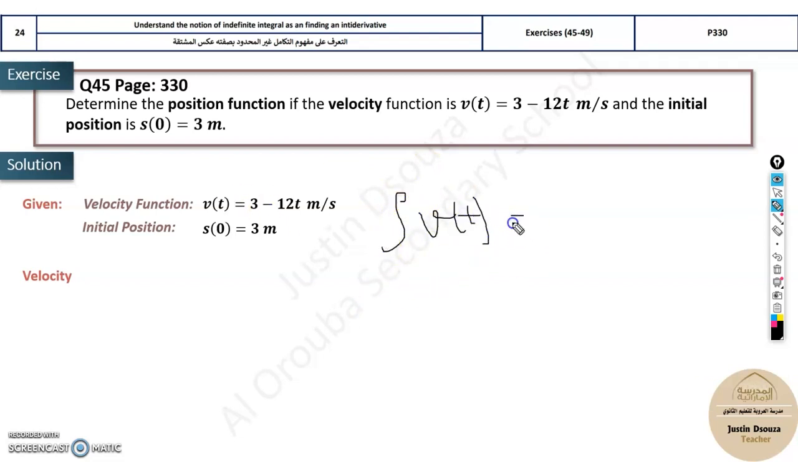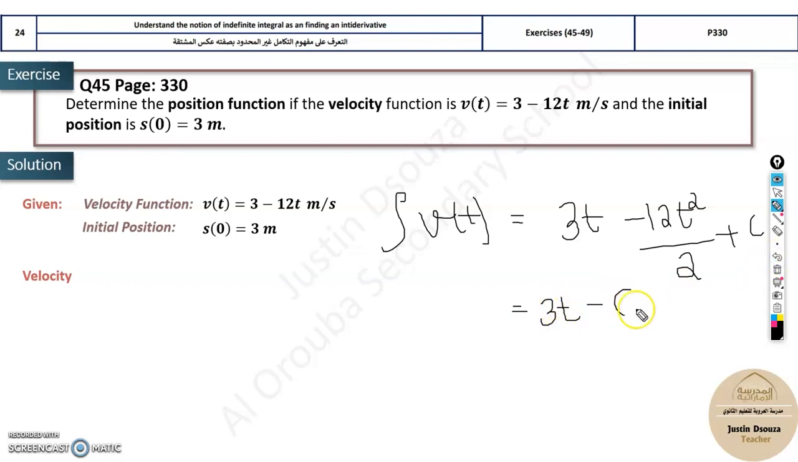That will be equal to what? Integration of v of t: 3t minus 12t square by 2 plus c. I have done the integration. 3 is a constant, so it's 3t minus 12t square by 2 plus c. Don't forget the c, it is very important. Now I'll just simplify this and write it: it'll be 3t minus 6t square plus c, and this is basically the position function s of t.